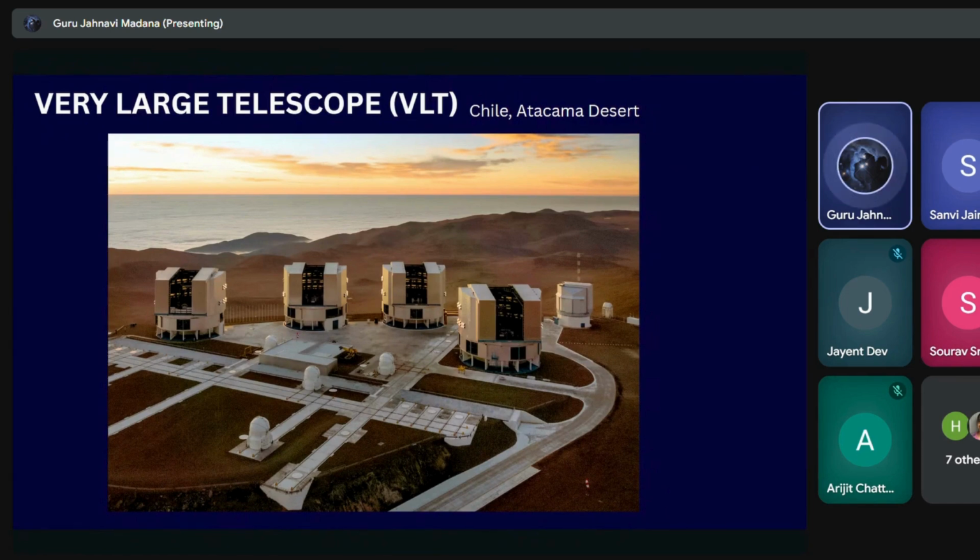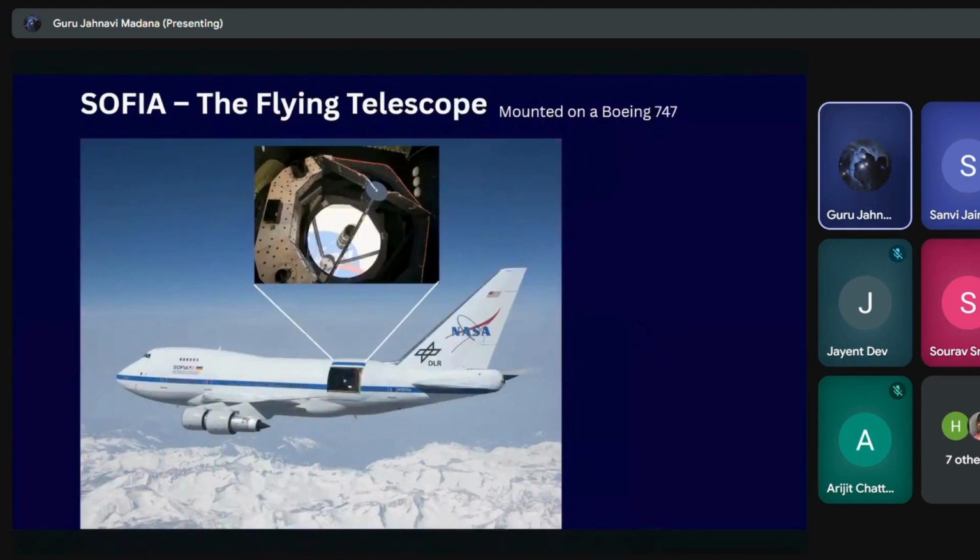So this Extremely Large Telescope's mirror will be 39 meters across. That's bigger than some of the planetariums. Now here comes another one. Why let mountains or Earth stop you when you can fly?